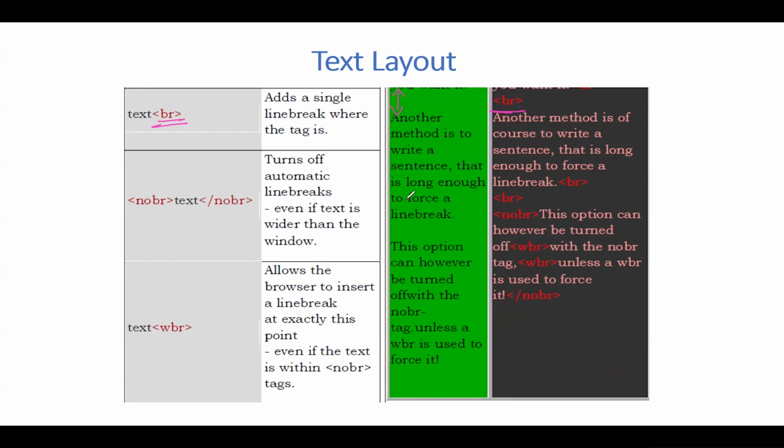Now, if there is content where you do not want a line break, you have given it already somewhere and you do not want it for that particular part, you can also use no BR. It turns off the automatic line breaks. Now what if you have given no BR and then you want a break? In that case, you can use WBR, which allows the browser to insert a line break at exactly this point. Wherever you want a line break, you can use WBR. Remember, no BR is for not having any line break, and WBR is to break this no BR. So that is how your line breaks work. Here we will be giving spaces between the content. It is important because it will format your text.